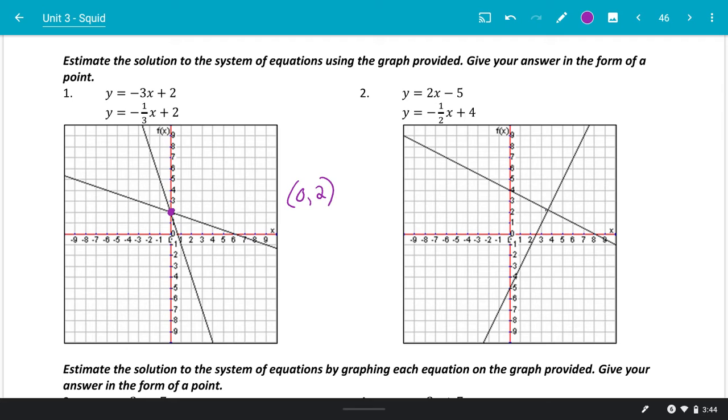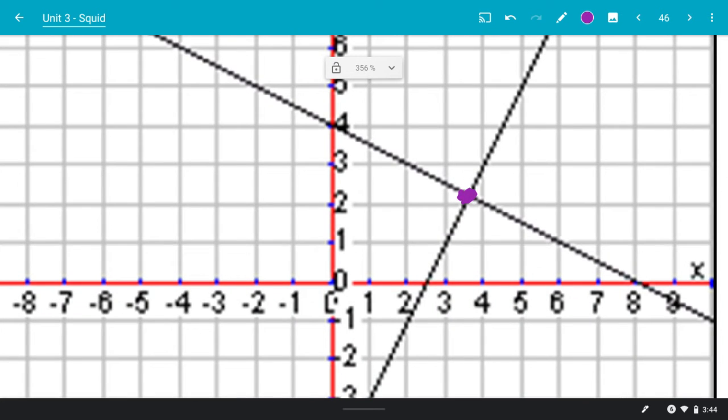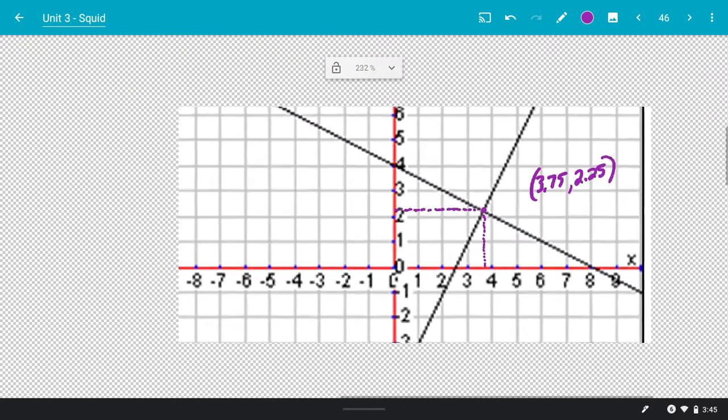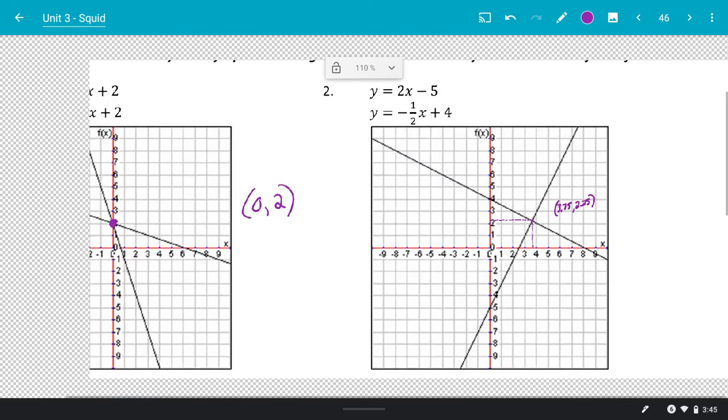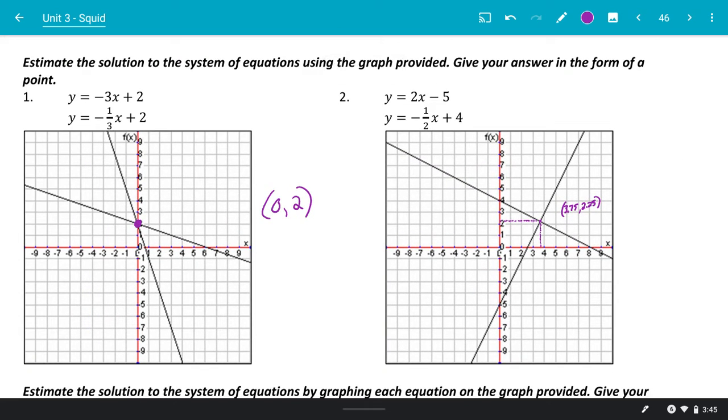The next one. Now, that point we can see is most definitely not a nice even round point. So I'm going to say it's approximately 3.75 and approximately, I don't know, we'll say 2.25. Hope that's close enough. If you're within a half there, I would be very lenient with that. Just trying to get a close approximation.